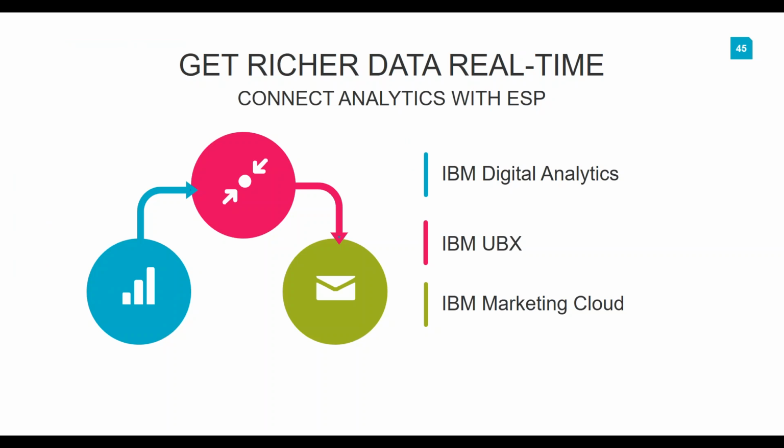So just to visualize it very quickly, we're gathering data in blue here in IBM Digital Analytics. We're passing that through the data highway using IBM UBX, and then we're acting upon that data in the IBM Marketing Cloud, otherwise known as SilverPop.